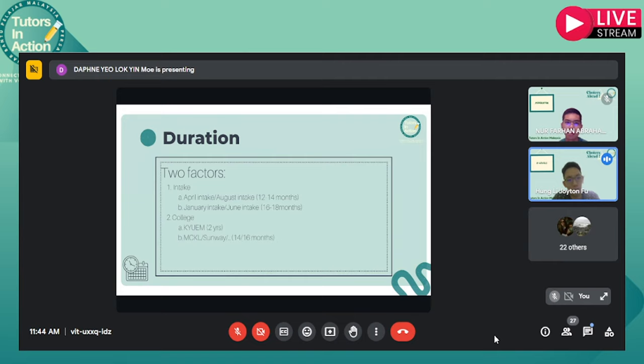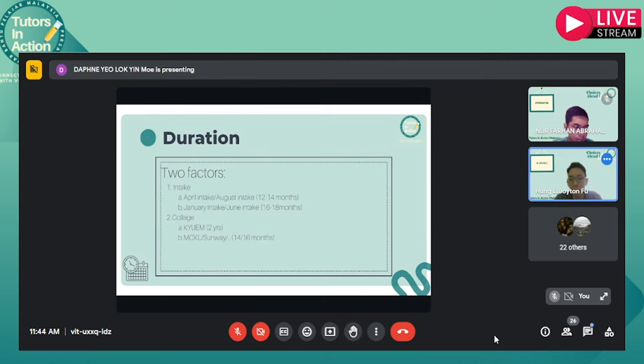But if you choose January or June intake, you have about 1.5 years. So let's say if I were to take the January intake, it means that I will graduate around June next year. And then if I take the June intake, then I'll graduate around November next year. So you get to have more time to study if you choose January or June intake.